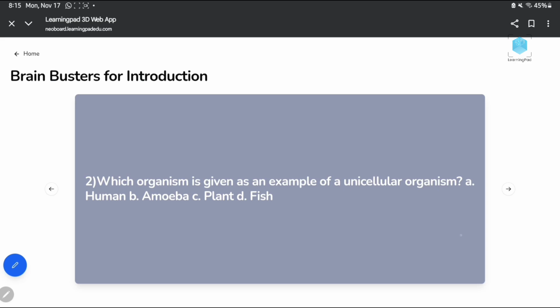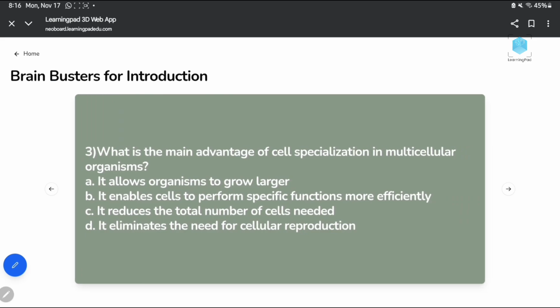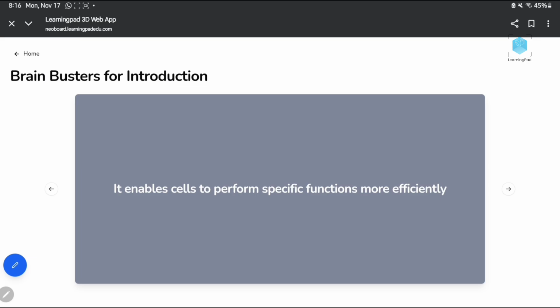Second question. Which organism is given as an example of a unicellular organism? Humans, amoeba, plant, fish. Right, amoeba. Next question. The main advantage of cell specialization in multicellular organisms: allows organisms to grow larger, enables cells to perform specific functions more efficiently, reduces the total number of cells needed, eliminates the need for cellular reproduction. Yes, the answer is it enables cells to perform specific functions more efficiently.